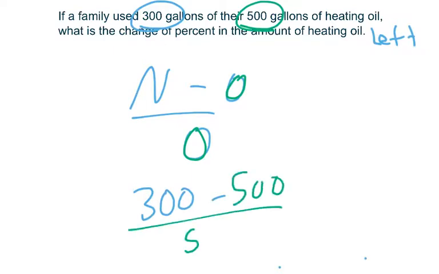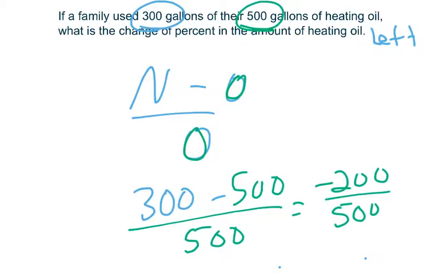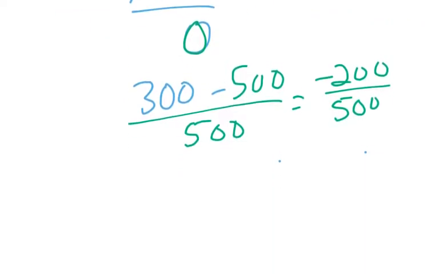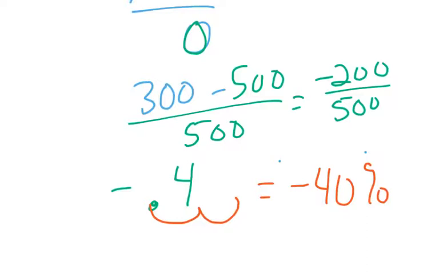500, divided by 500. Now 300 minus 500 is negative 200, divided by 500. And then if you use a calculator, this will give you a negative 0.4. And then if you take that and move it 2 places to turn it into a percent, you get a negative 40%, which means your overall amount left is 40% less than what it used to be.